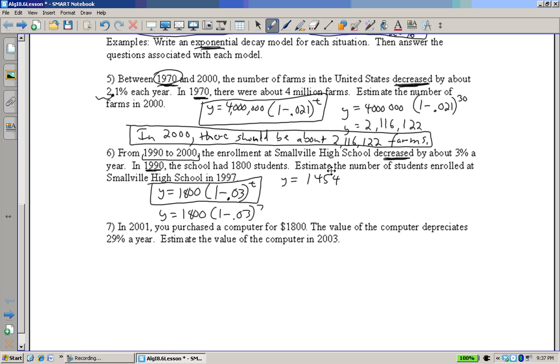Again, this is just an estimate. And we do need to give a general idea to the reader as to what this should really be. So we're going to say in 1997, there will be about 1,454 students.